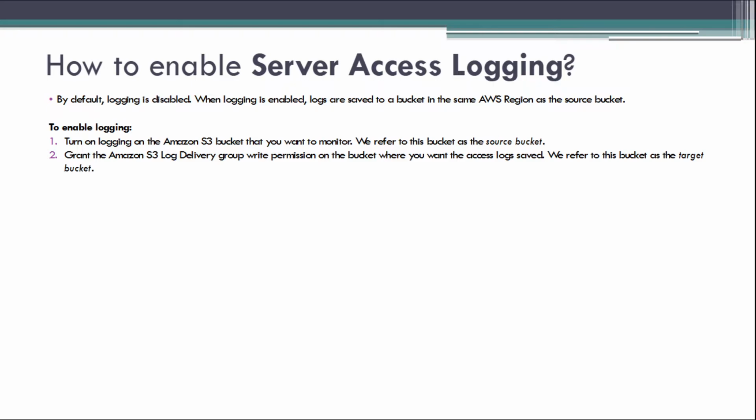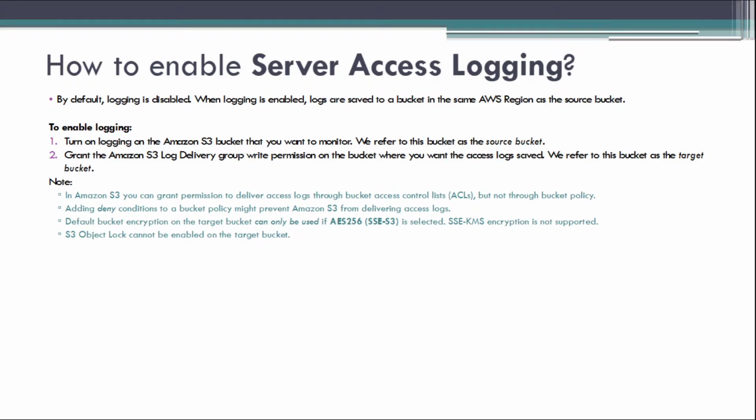So when you want to enable it, these are the steps. You enable this feature on the specific bucket for which you want to save the logs, that is your source bucket. Then, as the second step, you have to set permission, like log delivery group permission, on the target bucket. The target bucket is the one in which you want to save those logs.